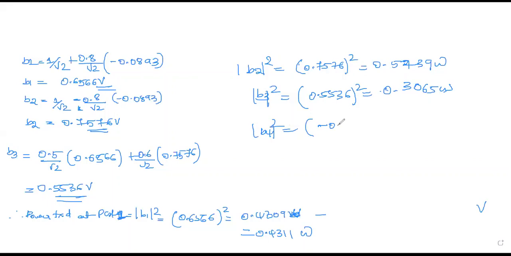B4, that is minus 0.0893 square. How much is this? 7.97 milliwatt. Or else it is 0.00797 watt. You can write it in terms of milli also.